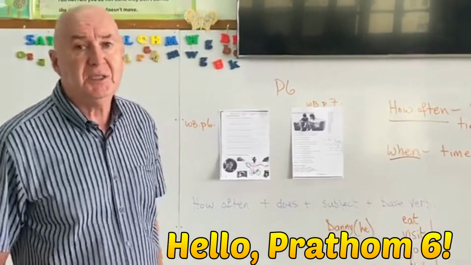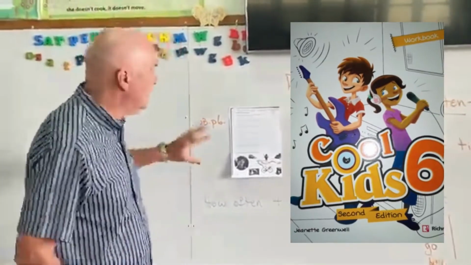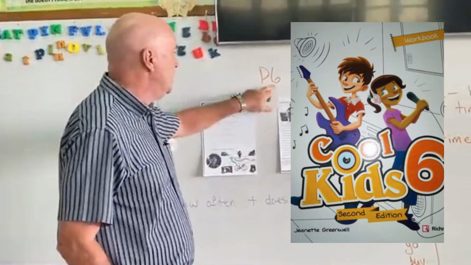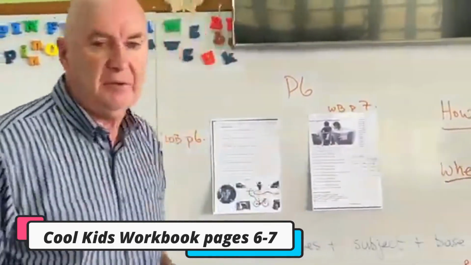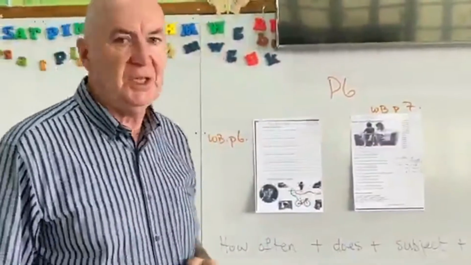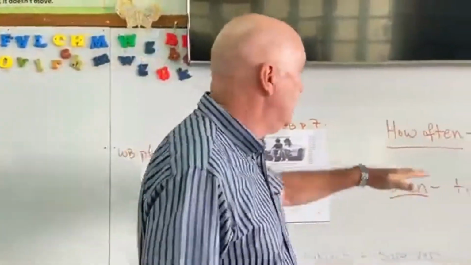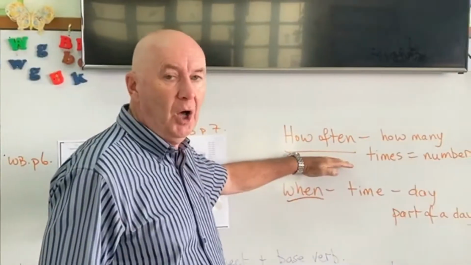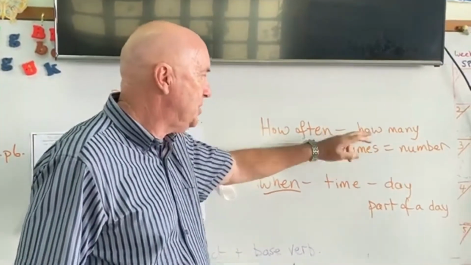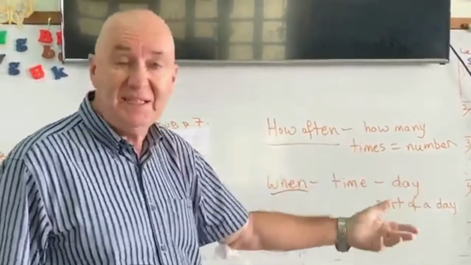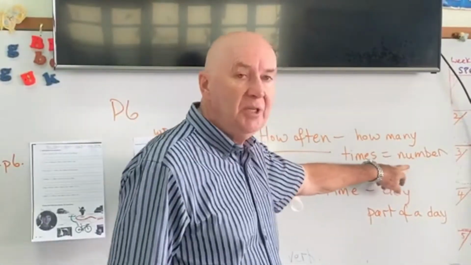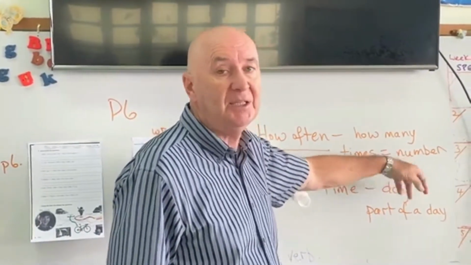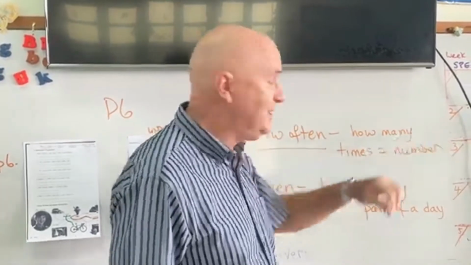Right, P6, let's look at workbook, Cool Kids 6, workbook, page 6 and page 7. And these pages look at two questions. They look at the question how often, which means how many times, and the answer to how often will usually be a number. How many times? 1 time, 2 times, 3 times.